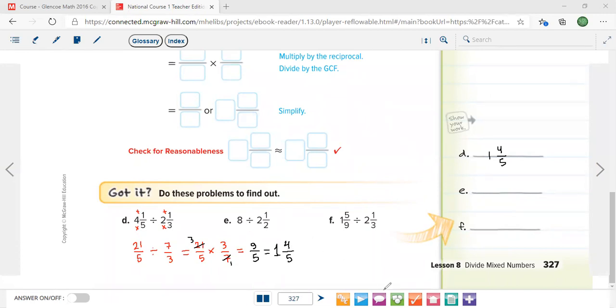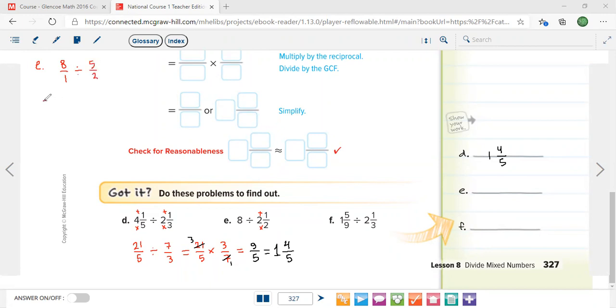Let's take problem E. I'll solve problem E here. 8, we leave it as 8, or we can write it down as 8 over 1, you know. Do not change division into multiplication now because you need to change this mixed number into a fraction. So multiply, then add. So we keep the division sign as division. 2 times 2 is 4 plus 1 is 5. So 5 over 2.